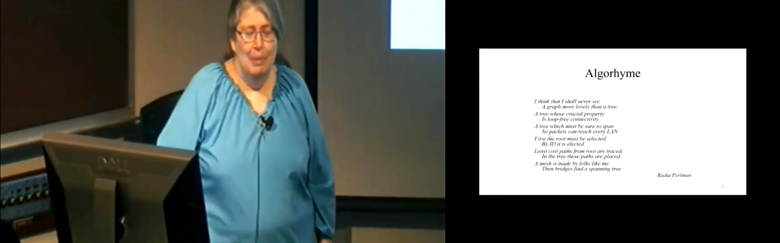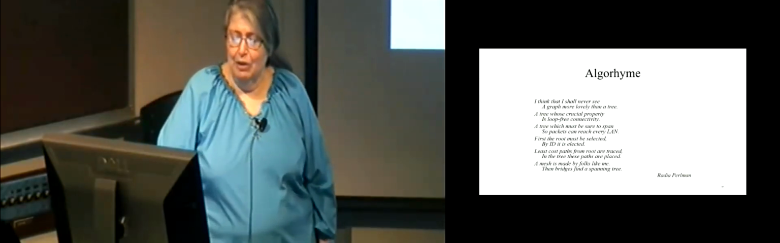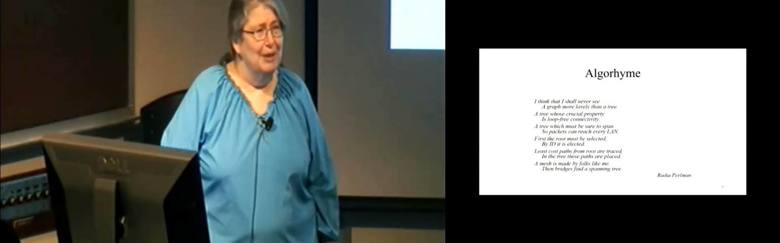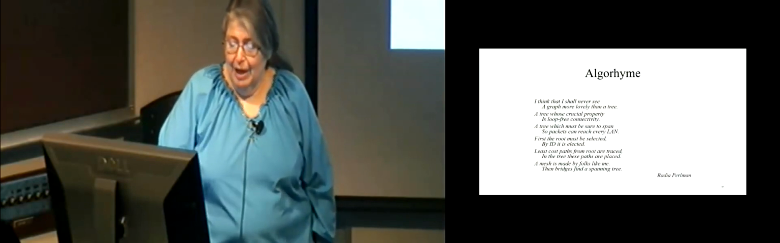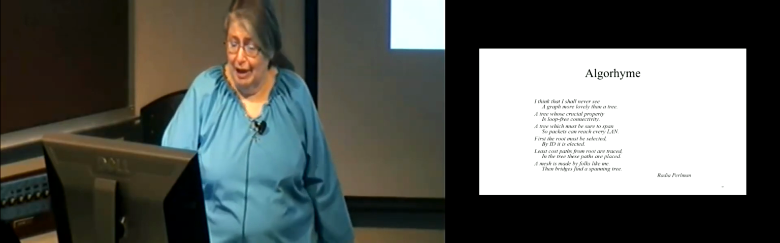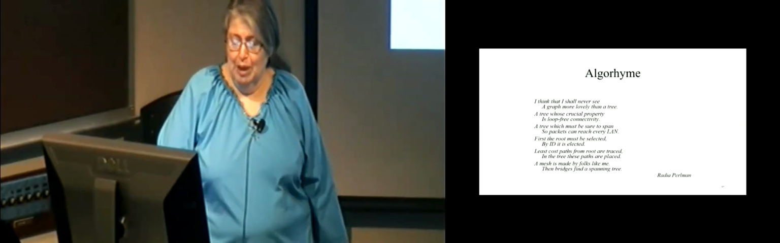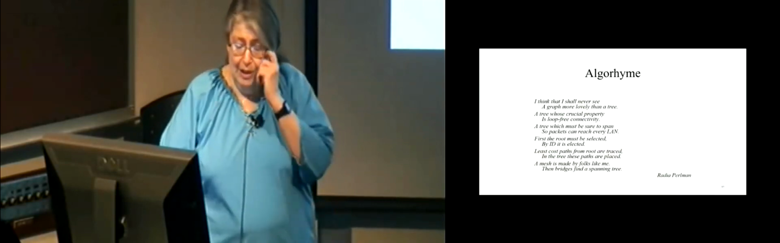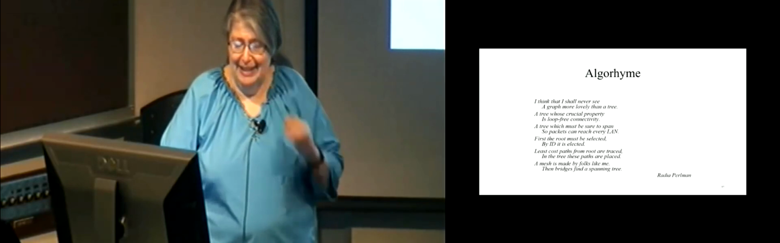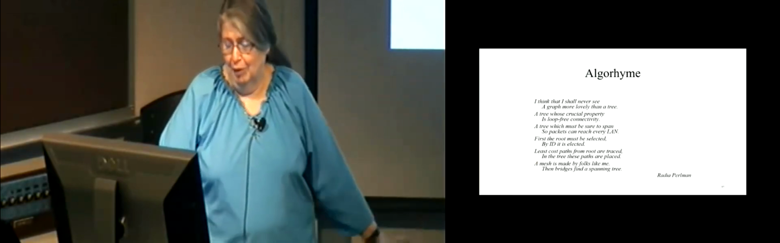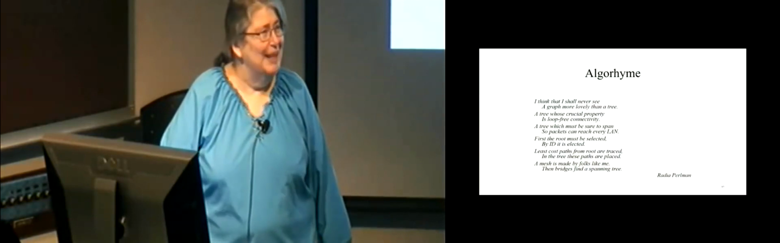So the poem is, I think that I shall never see a graph more lovely than a tree whose crucial property is loop-free connectivity, a tree which must be sure to span so packets can reach every LAN. First, the root must be selected. By ID, it is elected. Least cost paths from root are traced. In the tree, these paths are placed. A mesh is made by folks like me, then bridges find a spanning tree.